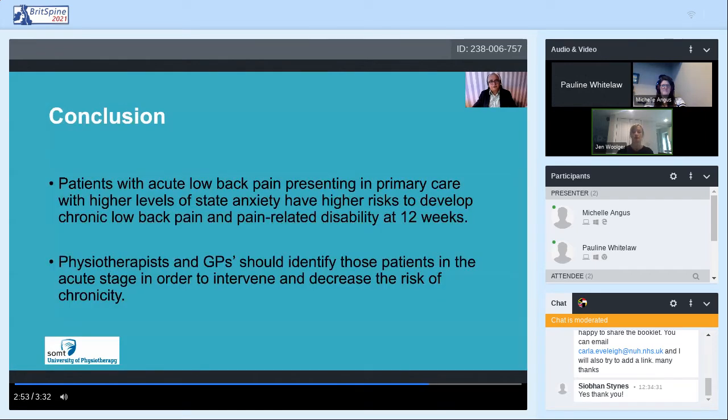The conclusion of our study is that patients with acute low back pain presenting in primary care with higher levels of state anxiety do have higher risk to develop chronic low back pain and pain-related disability at 12 weeks. Physiotherapists and GPs should identify those patients in the acute stage in order to intervene and decrease the risk of chronicity.